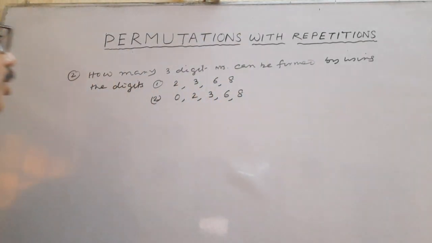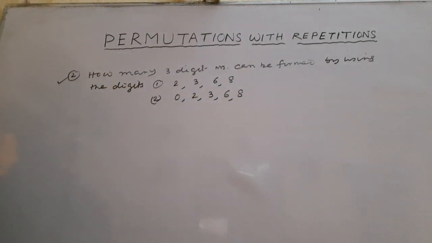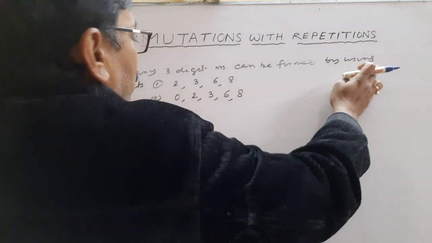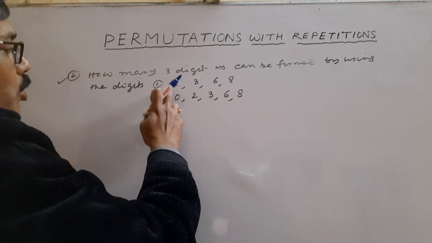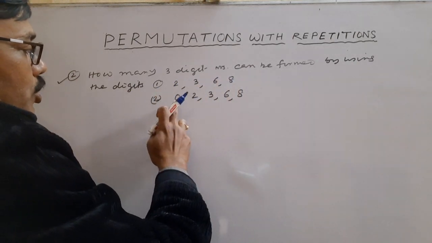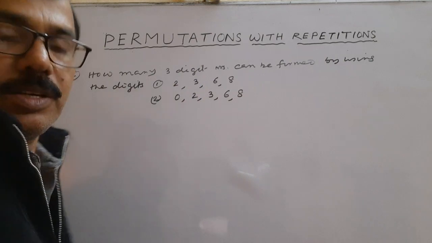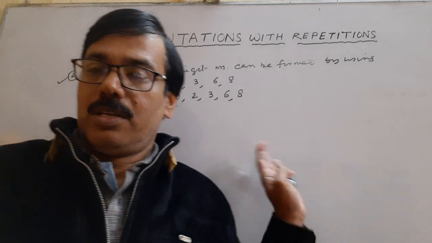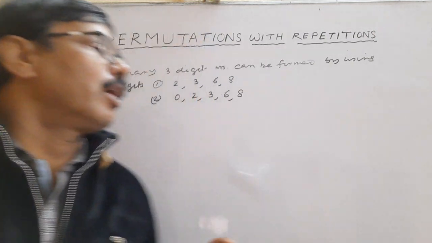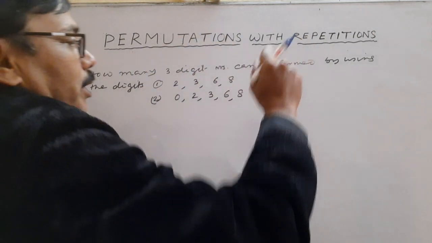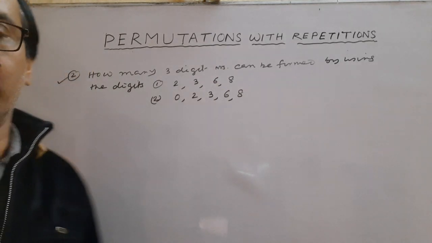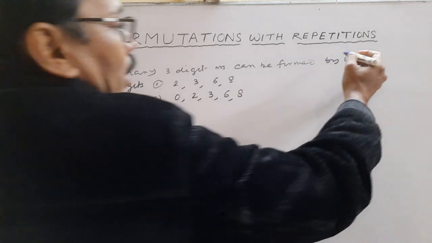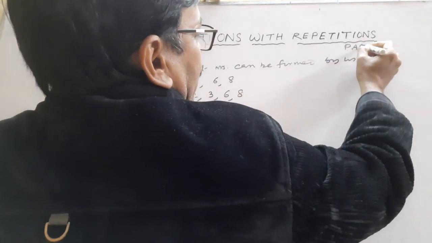Now we consider one problem. How many 3-digit numbers can be formed by using the digits 2, 3, 6, 8? Then also with 0, 2, 3, 6, 8. We have already discussed this type of problem using the fundamental principle of counting in part 1. This is part 4.